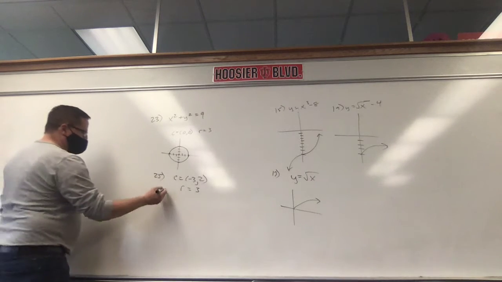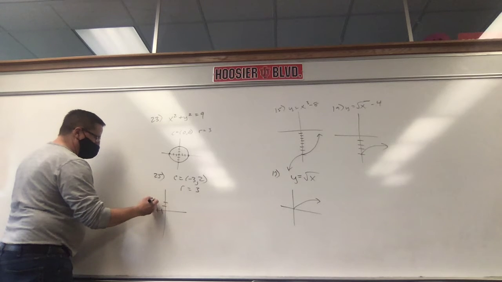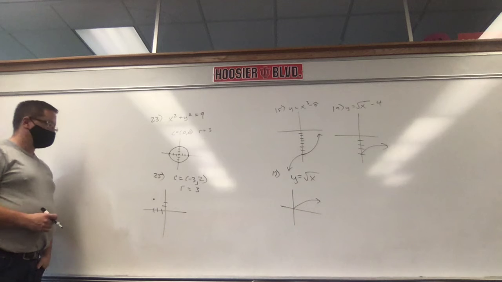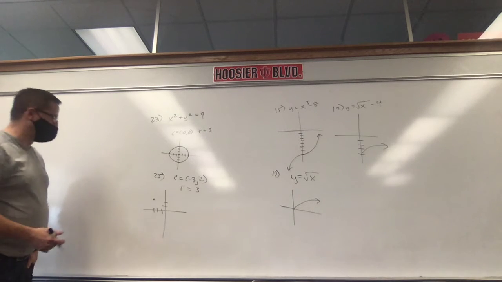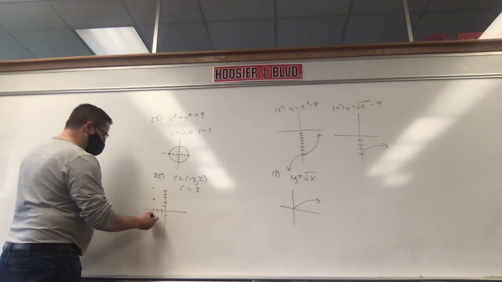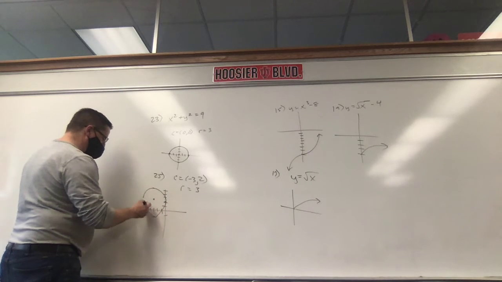All right, so we plot our center, 3 left, up 2, put a dot. And from that point, we do what? I go up 3, down 3, left 3, right 3. So up 1, 2, 3, down 3, right 3, left 3. Ooh, that looks terrible.